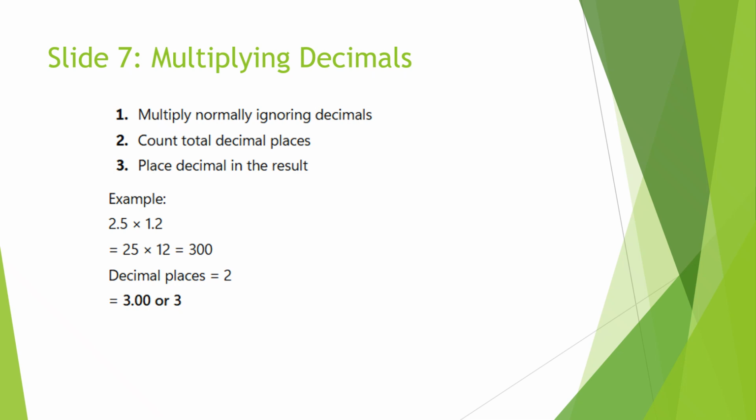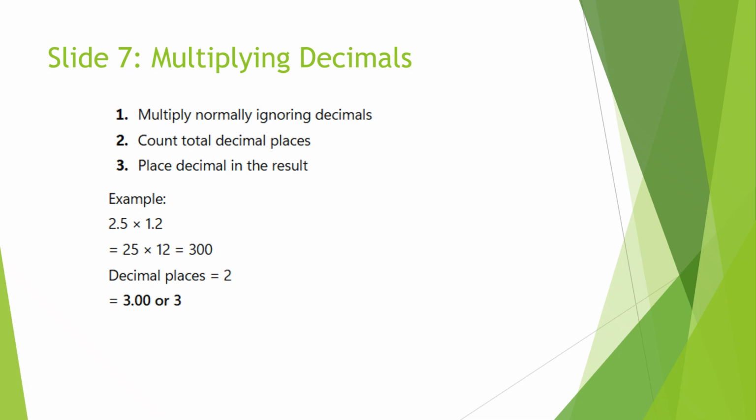Next, multiplying decimals. Here are some steps. First, multiply normally, ignoring the decimals. Do normal multiplication the way you usually do. Then count the total decimal places in both numbers, and place the decimal point in the result accordingly.